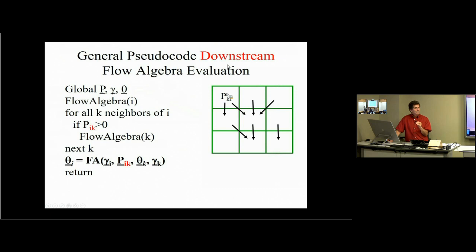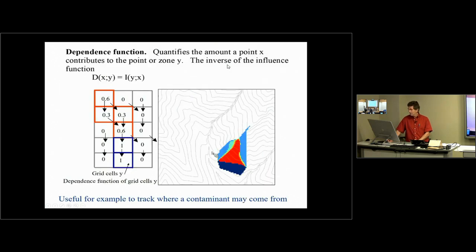You can also do things that look downhill rather than looking uphill, and that's just a simple tweak on the algorithm. You change the order of the indices, the way you're working with things. And that will give you a way to, for example, calculate for a target area, where does the flow that crosses this area originate from? I call that the dependence function. So it would track where contaminants may come from.